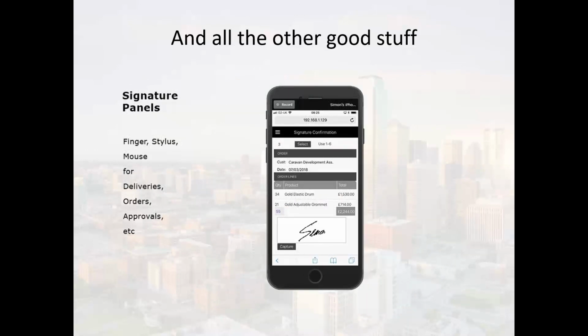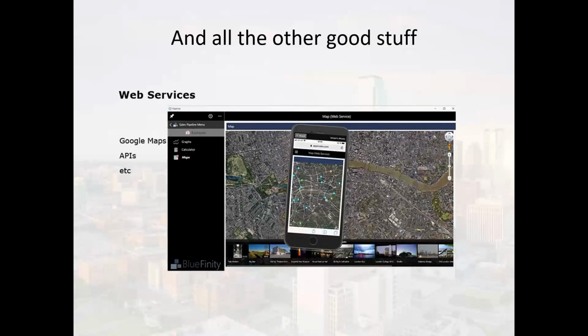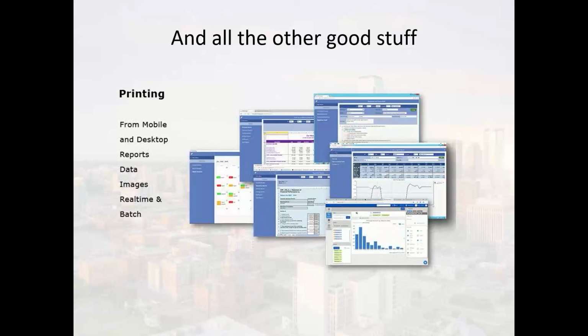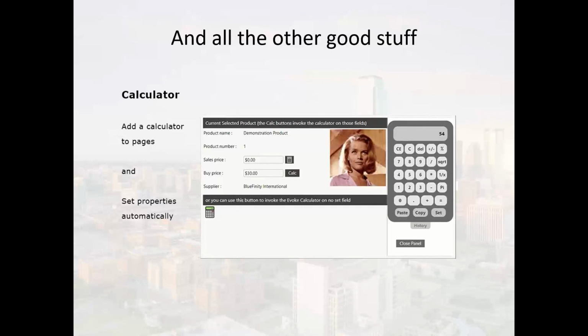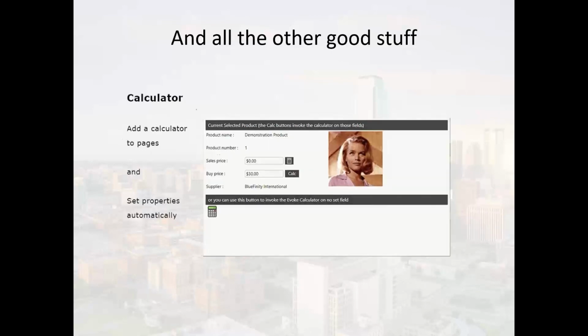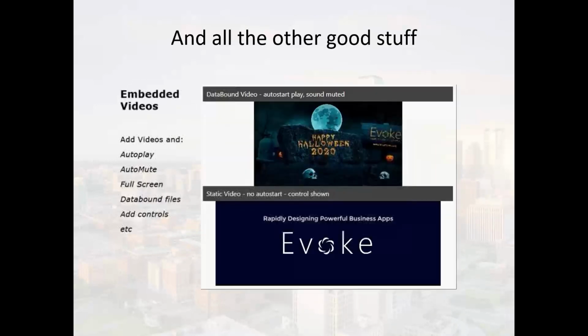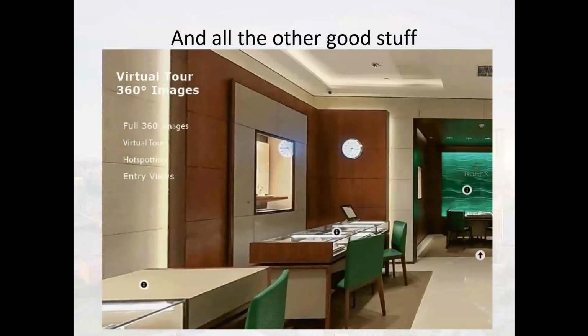There are signature panels. We've all used them for deliveries, and you can include them in seconds. And of course, all the parts of your devices like mobile cameras are fully integrated. Web services, a good example is Google Maps, can be included in moments, and you can print from watches, phones, or tablets directly from the app. There are lots of components such as calculators that can very easily be brought into your app, and it's a fully adaptive and reactive design, meaning it'll work perfectly on any device. You can include videos in order to help your users understand something more, and there's full integration with payment systems such as PayPal, Stripe, different credit cards, and various bank APIs.